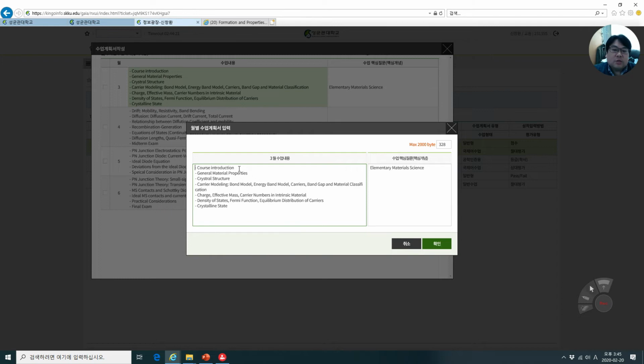in intrinsic materials. So you may have a chance to imagine how many free electrons are available in silicon material. Whenever you are making a DRAM or NAND flash memory, how many free electrons are available intrinsically? So we will have a chance to learn how many free electrons are available.